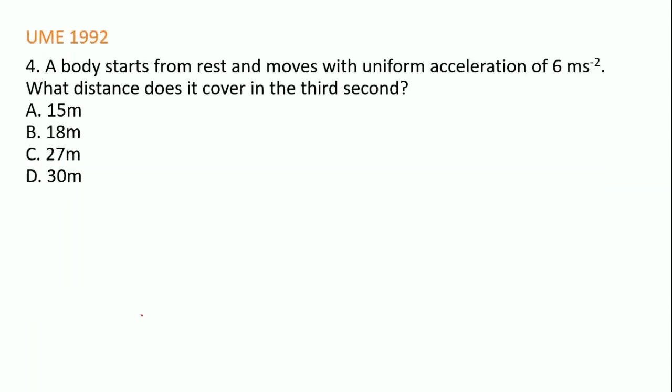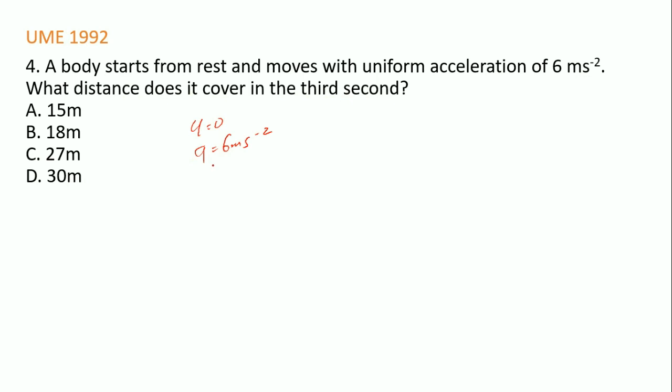Now the next one is UTME 1992 question number 4. A body starts from rest, so U is equal to 0, and moves with uniform acceleration of 6 meters per second square. What distance does it cover in the 30 seconds? I'm pretty sure we'll solve something similar to this. I can't quite remember whether it's the UMA or the other, but anyway, you get the point. So what distance does it cover in the 30 seconds?